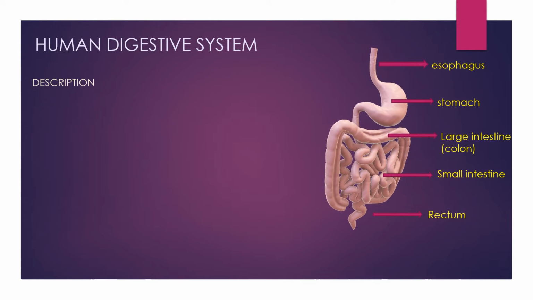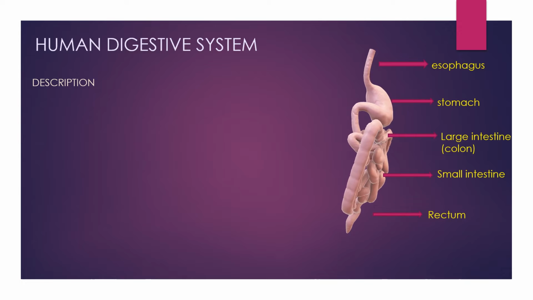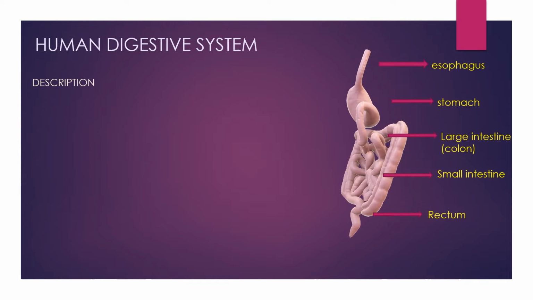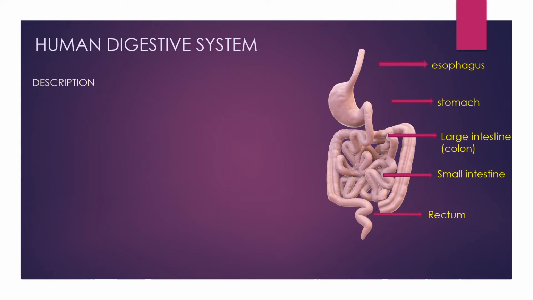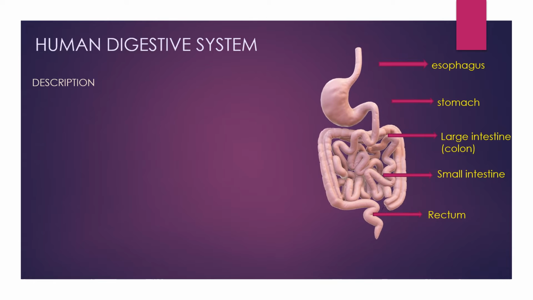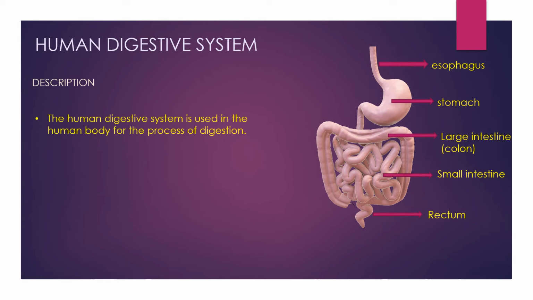Human digestive system. So what is the digestive system and how does it work? That is what I'm going to describe here. The human digestive system is used in the human body for the process of digestion.